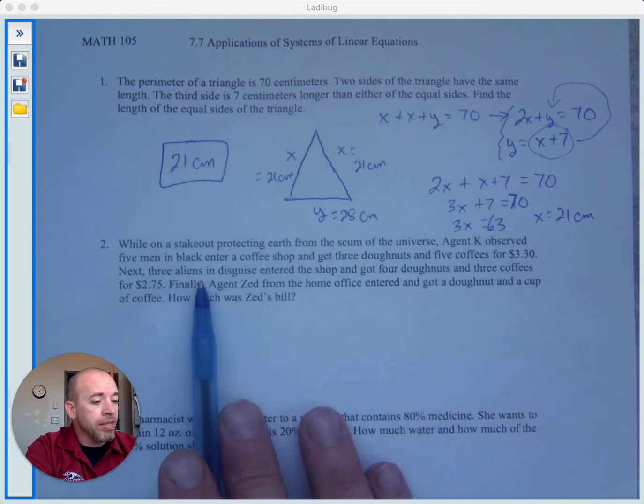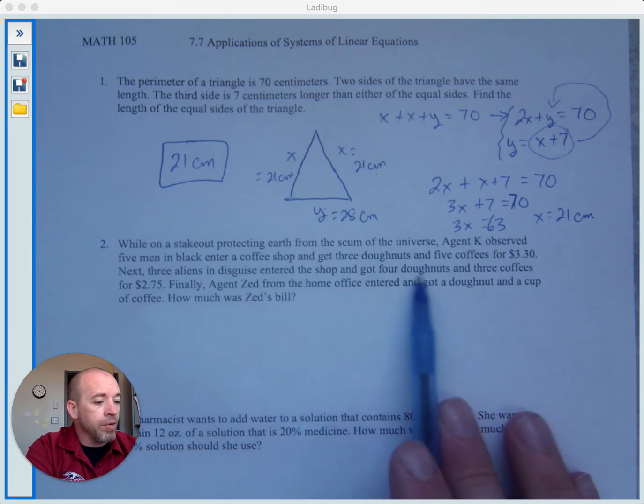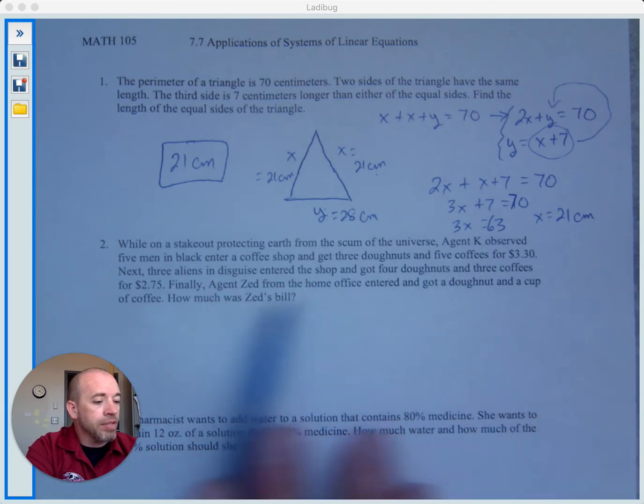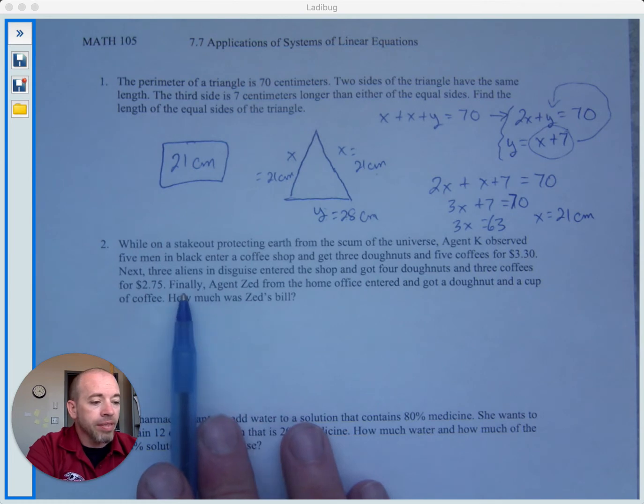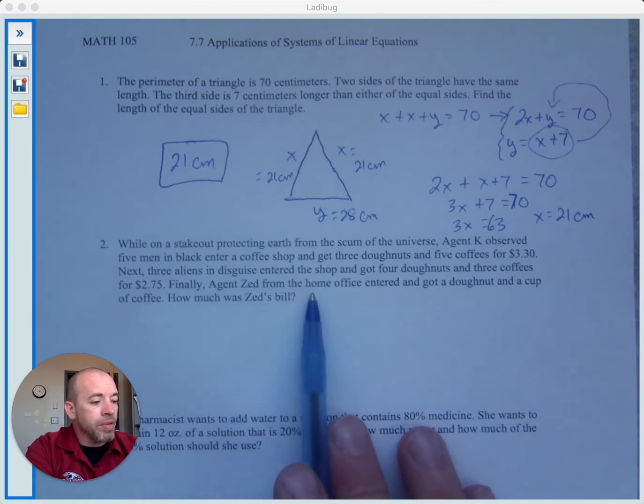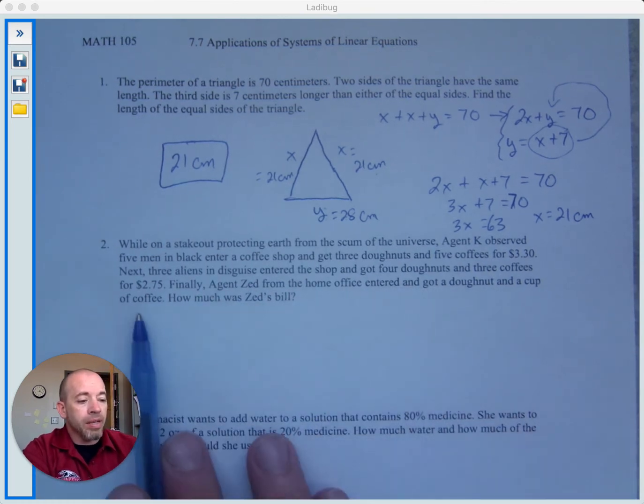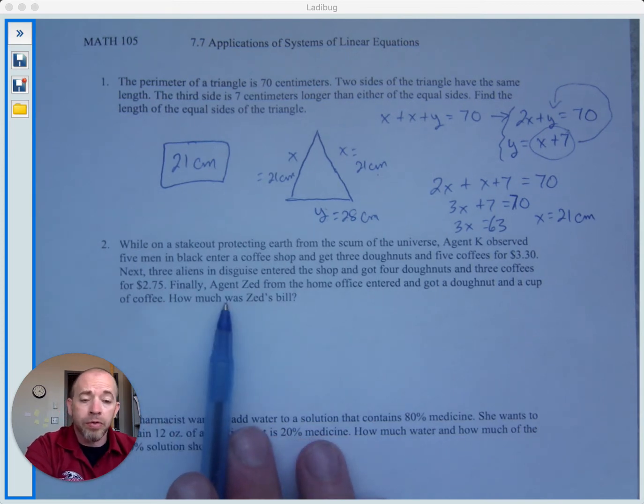Next, there were aliens disguised to enter the shop and got 4 donuts and 3 coffees for $2.75. Finally, Agent Zed from the home office entered and got a donut and a cup of coffee, and we want to know what his bill was. Well, if we knew how much a donut cost and a cup of coffee cost, we would be in business. We could just add those together, right?